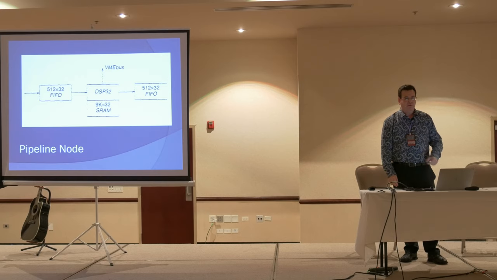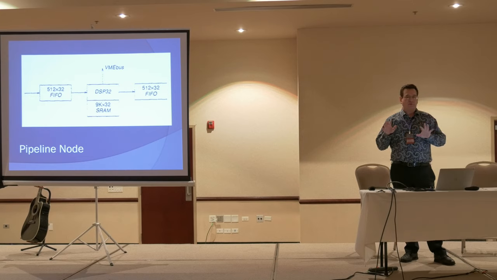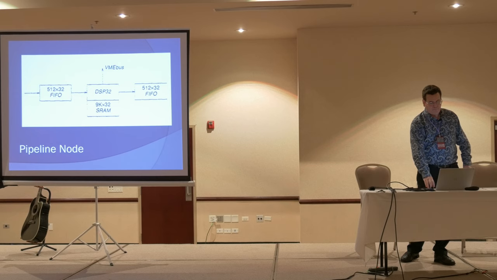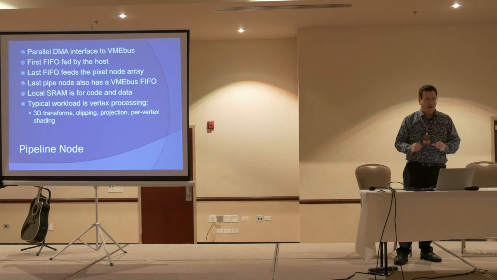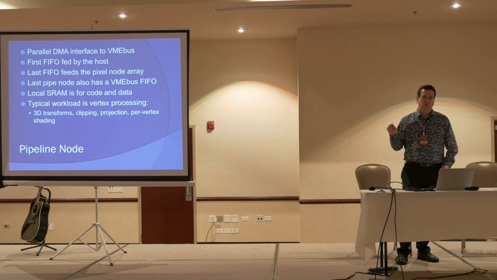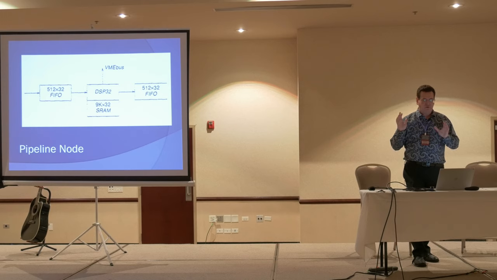And there's also a connection back out to the VME bus from each pipeline node. So you're not limited to reading the results of the pipeline out by having to wait for it to go through the whole serial pipeline. You can read it out at any stage. The pipeline node uses that parallel DMA interface to talk to the VME bus. And the very first FIFO coming in to the first node is fed by the host from the VME bus interface. And the very last FIFO node feeds into the pixel node array. The last pipeline node also has a FIFO to feed the VME bus. So I guess that VME bus illustration is just for the very last node. Sorry about that.